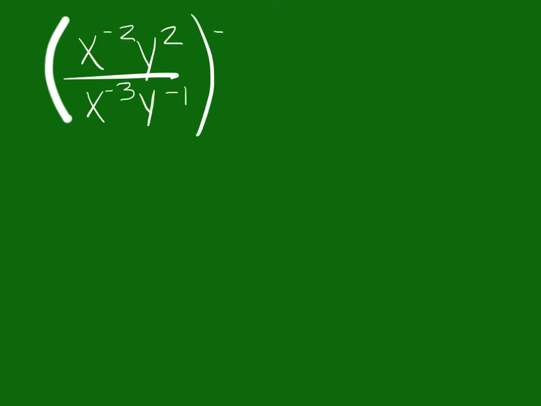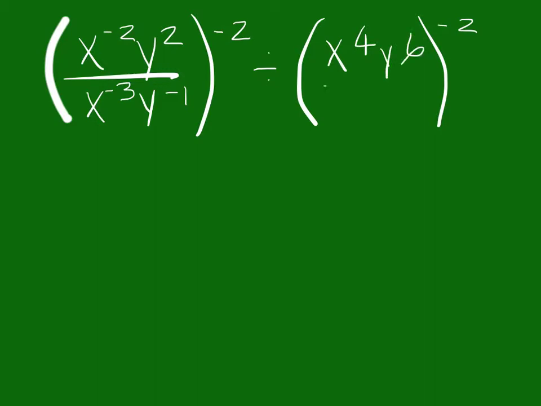We're going to need such a smaller marker there. So we're going to have a really strange parenthesis to start with. Then x to the negative second, y squared over x to the negative third, y to the negative 1, all of that to the negative 2, but divided by the quantity to the negative 2 power of x to the fourth, y to the sixth, over x to the second, y to the seventh.